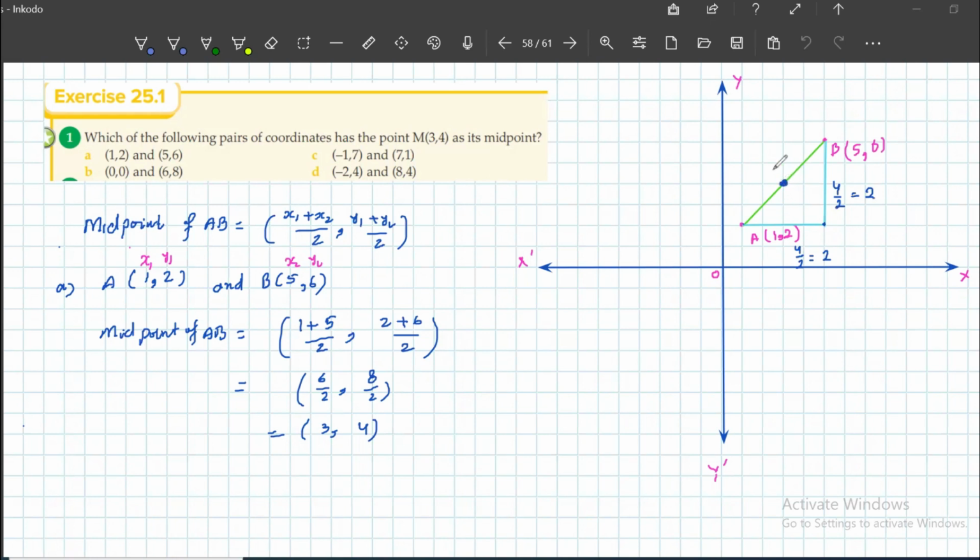This is the point. And if you check carefully from the axis, it gives us 1 2 3 units right and 1 2 3 4 units up. So my required midpoint is 3 comma 4, which is the same as we found earlier by using the formula. Same answer. I hope you understand.